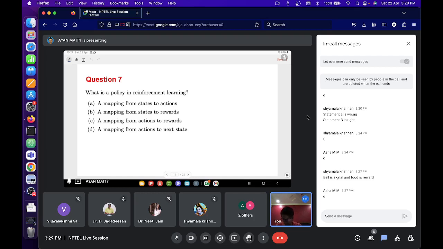Question 7. What is a policy in reinforcement learning? The 4 options are there. A mapping from states to action, a mapping from states to rewards, a mapping from actions to rewards, a mapping from actions to next state. So policy is a mapping or a function from the set of values to some other set of values. So what is that mapping? From which domain is it mapping to which range?